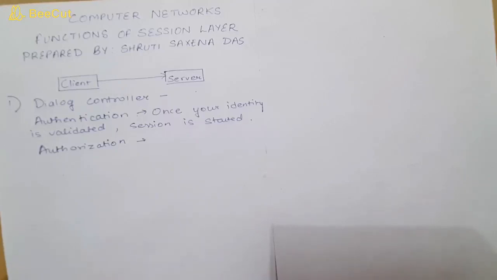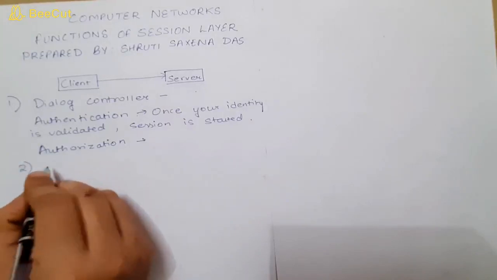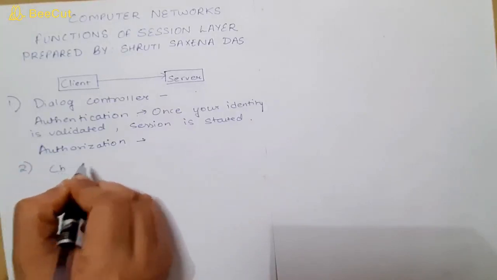So when I'm talking about machine connection, that means your process to process connection. When one process communicates with another process, at that time it is known as dialog control. Once communication is established, after that they can communicate either using half duplex mode or full duplex mode. So that is the first function of your session layer. The second function says creation of checkpoints.